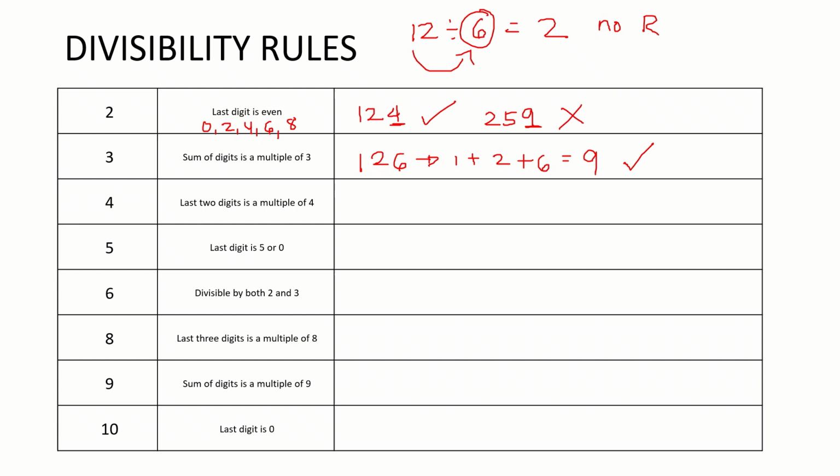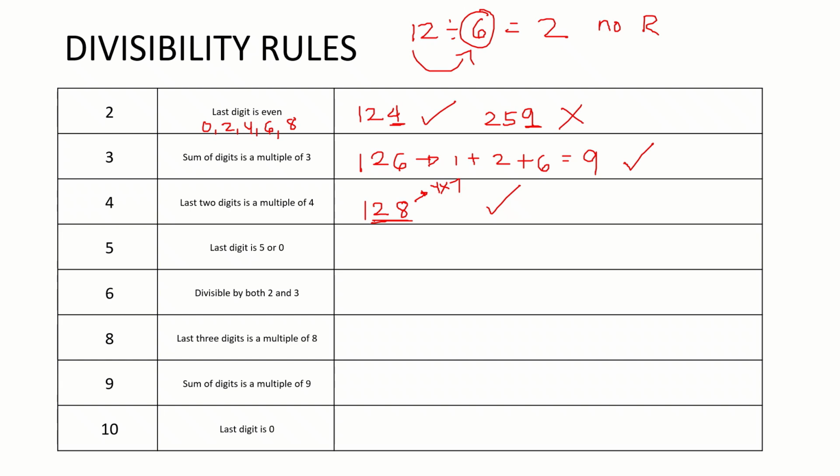Next, for 4, the last 2 digits must be a multiple of 4. So you don't have to divide the whole thing, you just need to look at the last 2 digits. For example, 128. Last 2 digits is 28, which is 4 times 7. That means 128, this whole thing, is also divisible by 4.